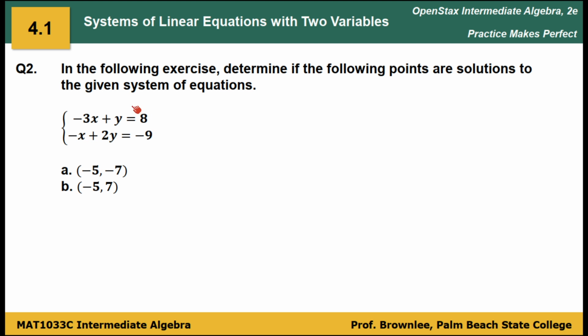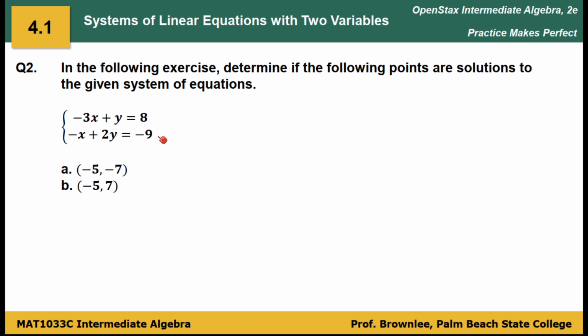Now that we're working with a system of equations, in which we have two equations and two unknowns, we have to plug each of these ordered pairs into both equations and determine: does the ordered pair, for example, the one we're calling A here, (-5, -7), make the first equation true, and does it make the second equation true? If it does, then the ordered pair (-5, -7) is a solution. If it only works in one and doesn't work in the other, then it's not a solution. And of course, if it doesn't work in either equation, then it's certainly not a solution.